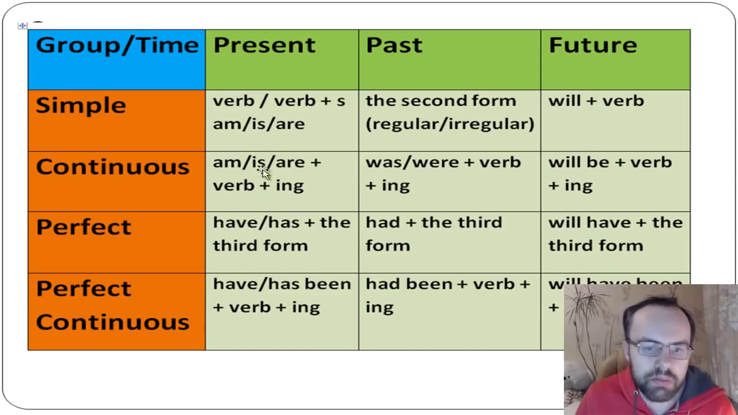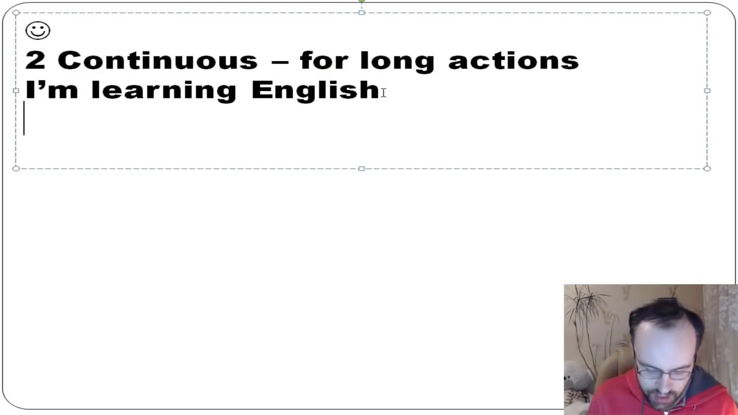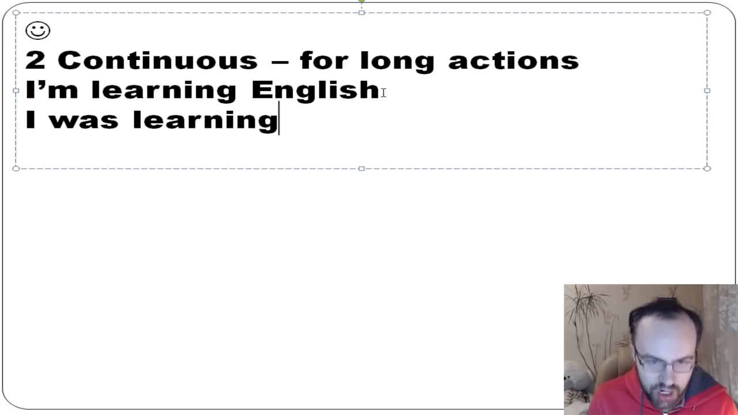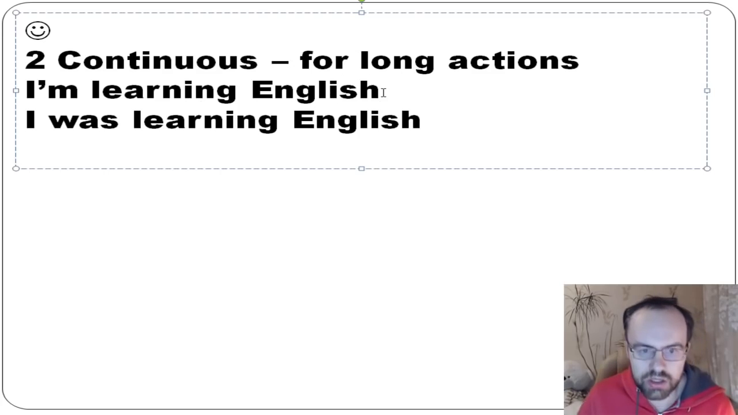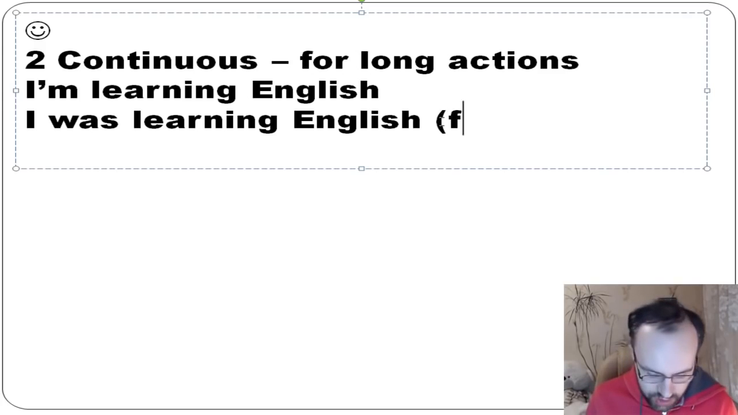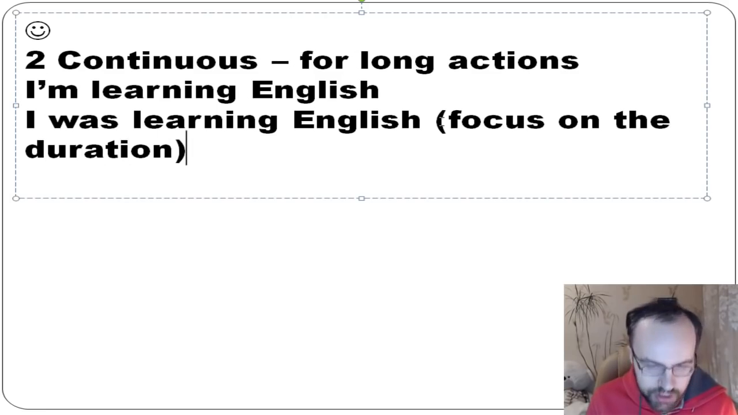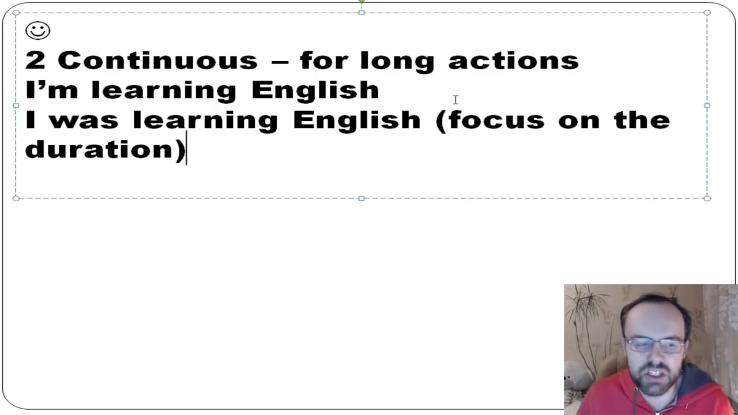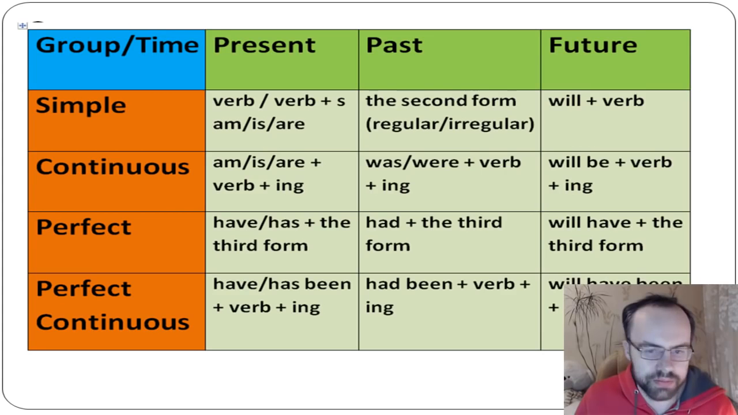Or you can say it in the past. You see how we form it: was or were. I was learning English. You focus on the duration. You can say past simple, I learned English, but it's a short action. When you say I was learning English, it means it lasted for a long time.